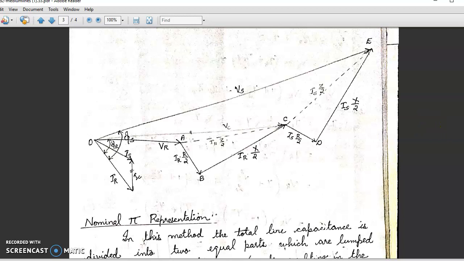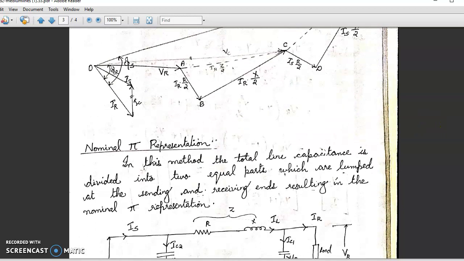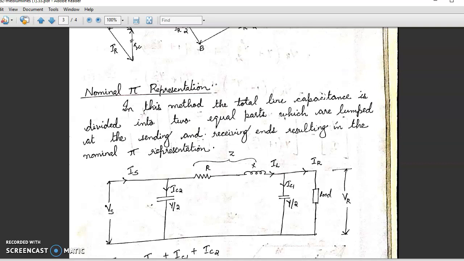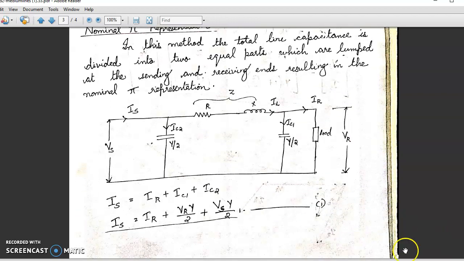Now, the next one is the nominal T Pi representation. So, in this representation, we have to represent the line in terms of pi. So, pi, we know we have two shunt elements. So, what is being done is Y, the admittance, is divided into Y by 2. So, we'll have a series resistance, inductance, and two admittances. Similarly, we have Vs, Is, then IL, IR, VR. Then the current through this capacitance or admittance is IC1, and here it is IC2. So, we can discuss this.